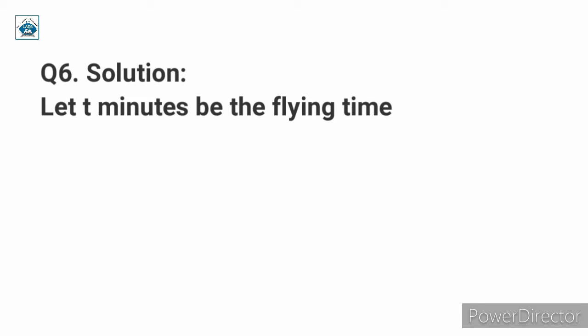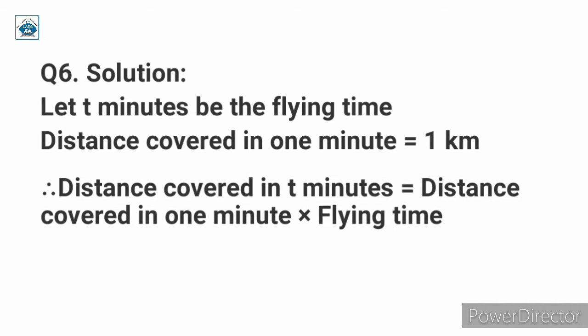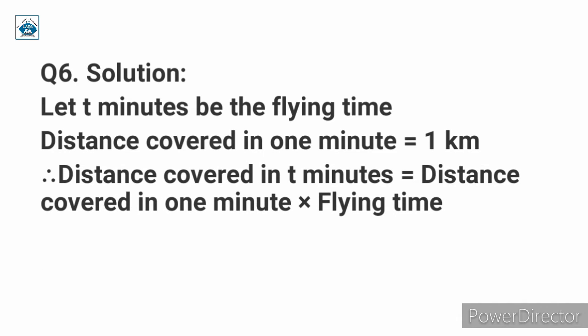Let t minutes be the flying time. This is already given in the question. Use T for flying time. Distance covered in 1 minute is equal to 1 kilometer. Therefore, distance covered in T minutes will be equal to distance covered in 1 minute multiplied by flying time. So, this is equal to 1 multiplied by T, which is equal to T kilometer.